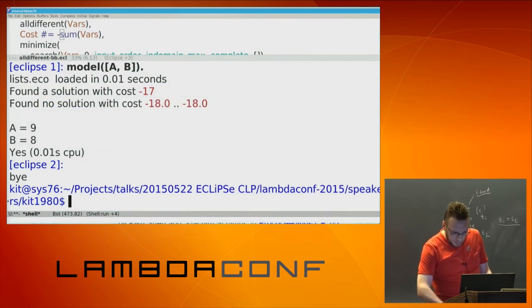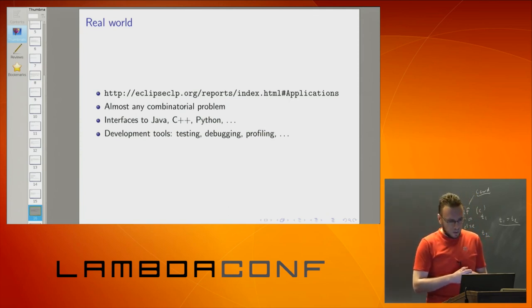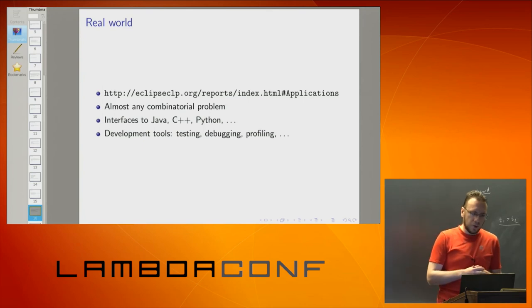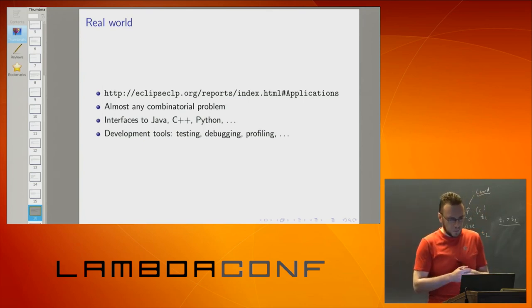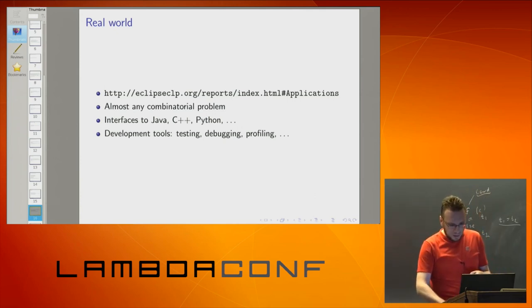Basically, you can use ECLiPSe and constraint logic programming for any combinatorial problem. You can use it to solve puzzles. You can use it to create puzzles. And there are interfaces to other programming languages, so you can have a real application. There are interfaces to Java, C++, and a third-party interface to Python. And there are development tools for testing and debugging, profiling, for real enterprise development. And ECLiPSe is pretty robust. It was created by Cisco and then open sourced, and Cisco used it internally for many years.